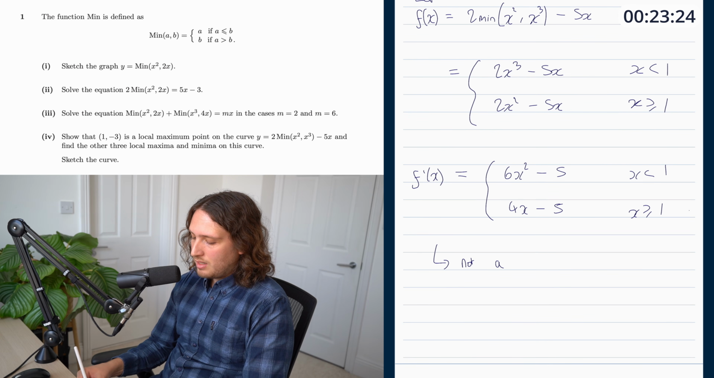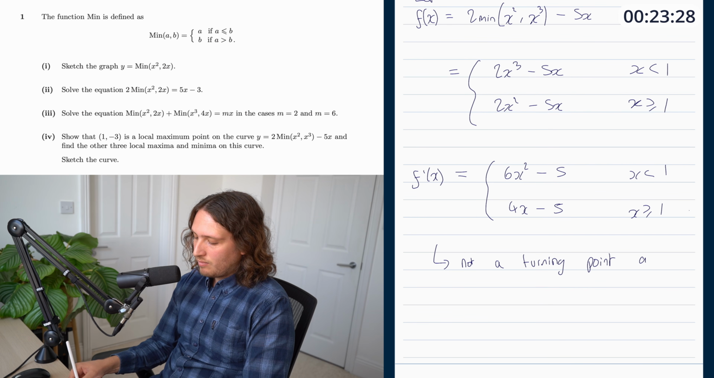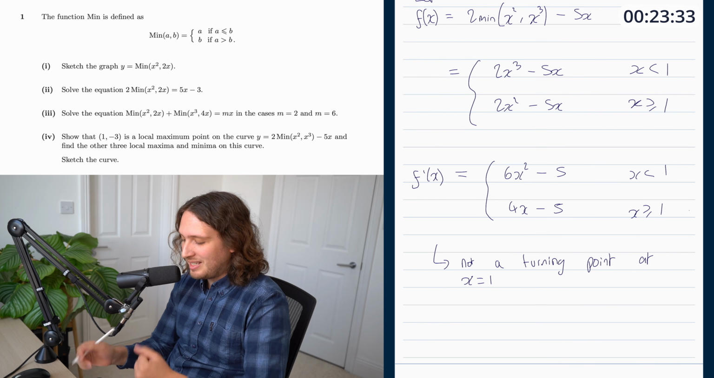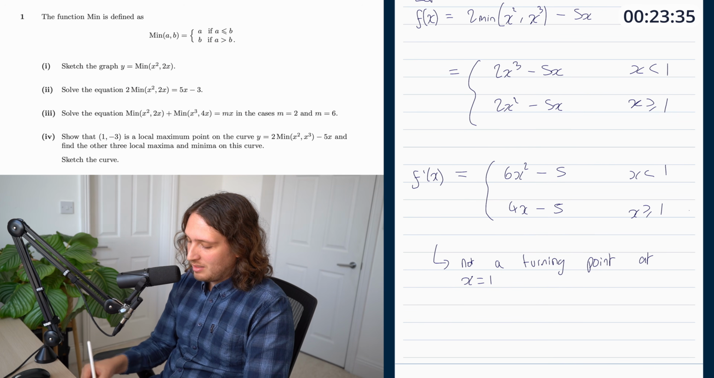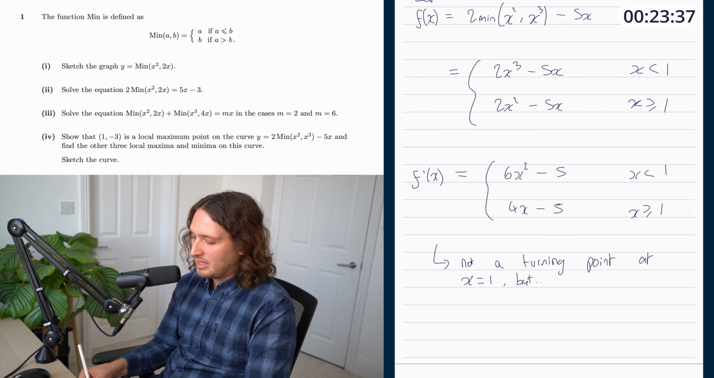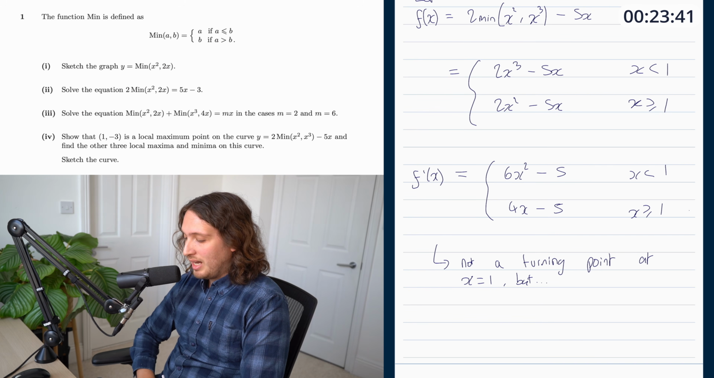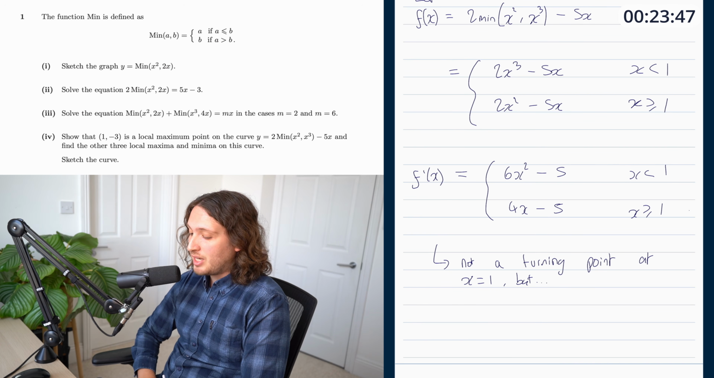So there is not a turning point at x equals 1. So the reader knows that I'm not stupid. I've realized that this is not giving me what I want, but I'm going to try and think about why else there might be a local maximum. Well, what else is interesting about x equals 1? Well, it's the changeover point. It's when the function changes from one form to the other.